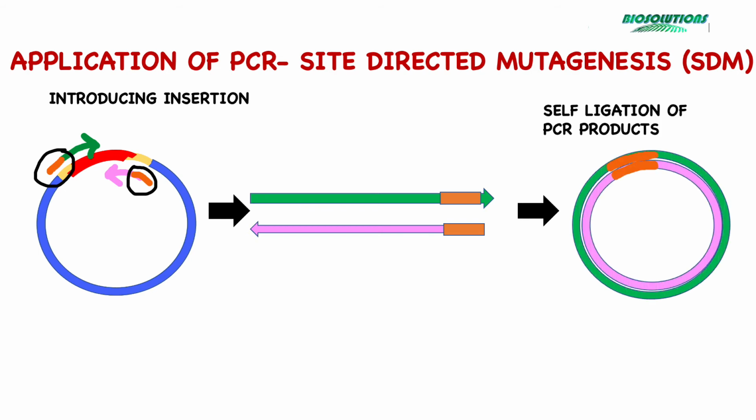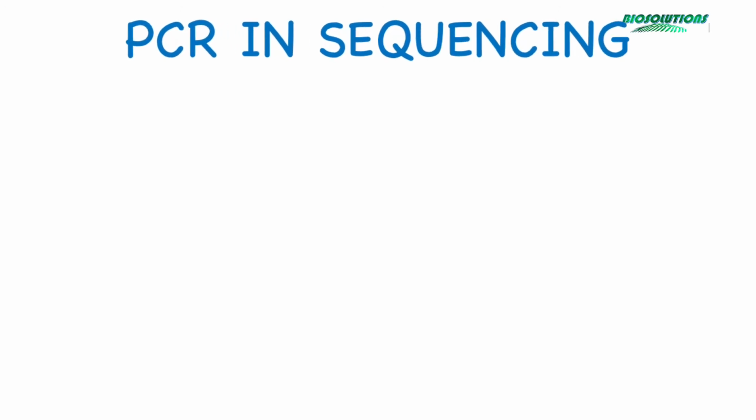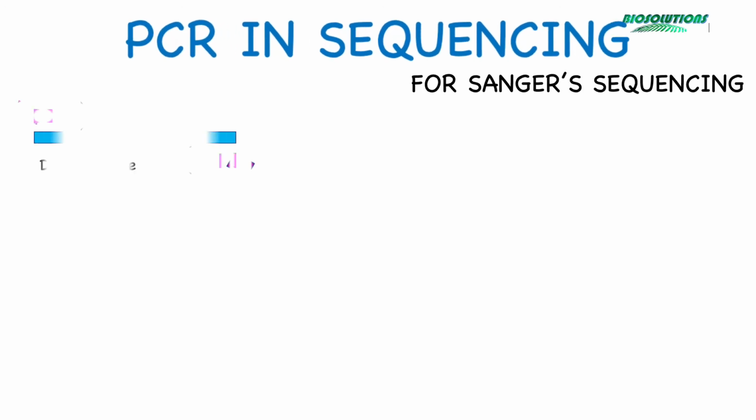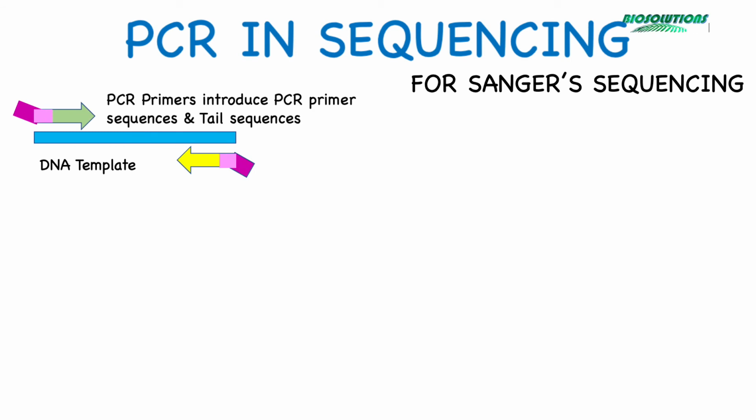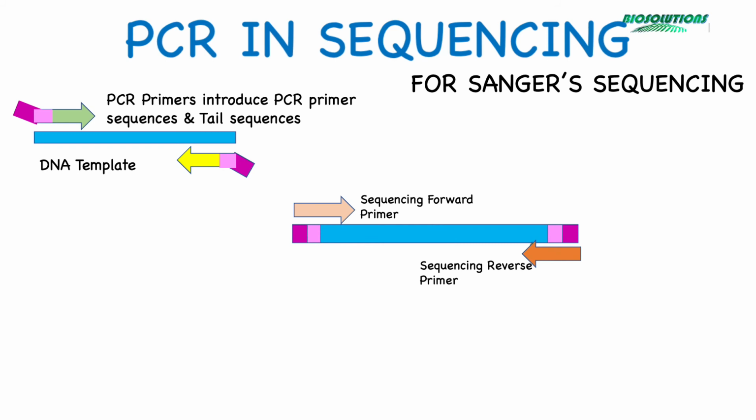PCR-based SDM is rapid and easy to use. The only crucial step is the appropriate primer design. Sanger's sequencing method is based on the PCR process, where first a set of PCR primers amplify the DNA fragment while attaching a binding site to the 5' ends for the sequencing primer. A sequencing primer then attaches to these tail sequence sites and a Sanger's sequencing reaction takes place.